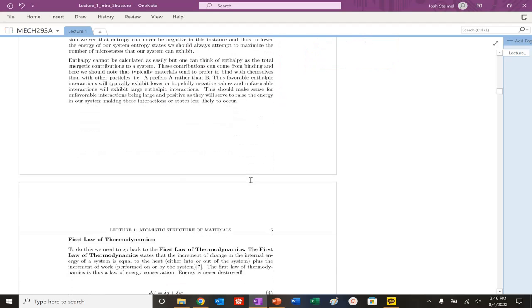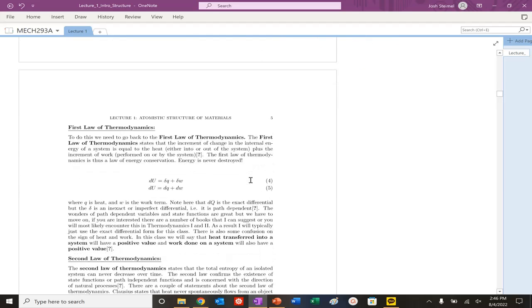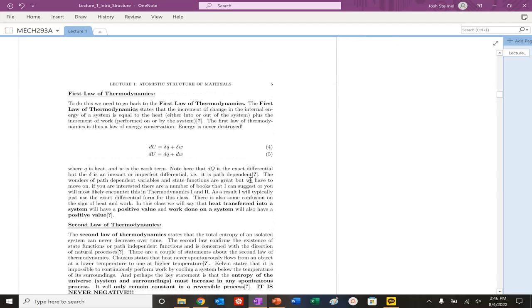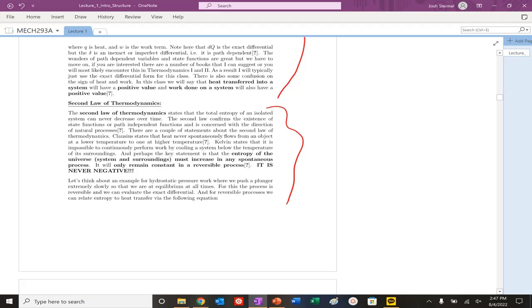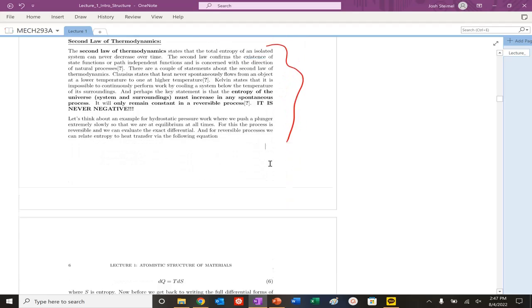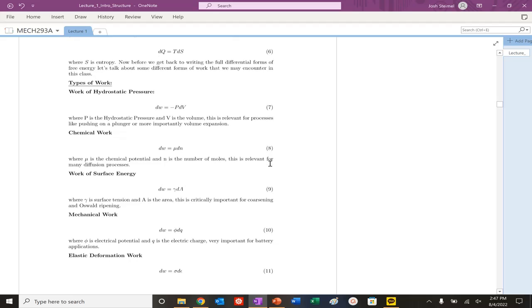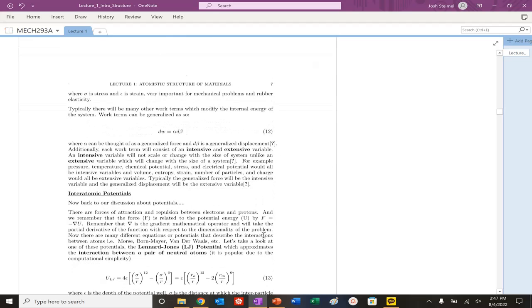Those are going to be the two energy competitions that we're going to deal with a lot. And here's some additional information if you want. All of these notes are available on the UOP OER website for free. So you can look at the first law of thermodynamics, the second law of thermodynamics. Again, we must increase the entropy in our universe. It can never be negative. And there are different types of work that can also be done on our system as well.